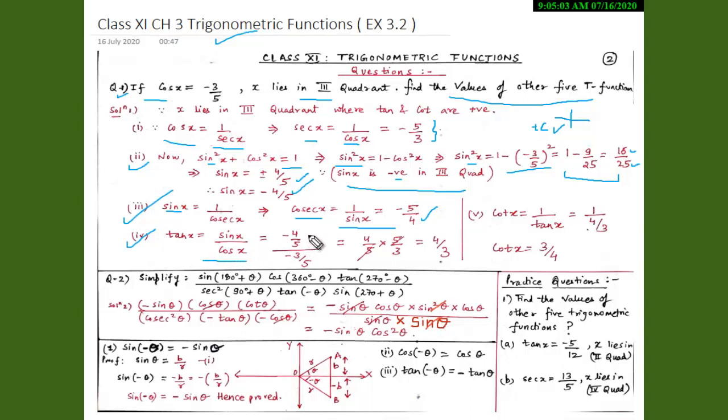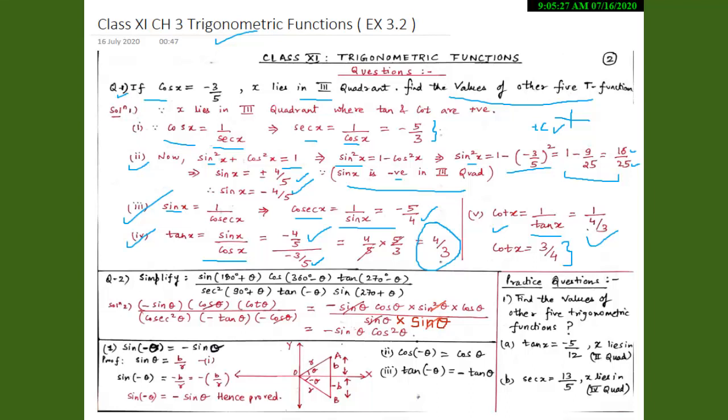Now, we know that tan x will be equal to sin x upon cos x. Since sin x is minus 4 upon 5 and cos x is minus 3 upon 5, on solving it we get tan x equal to 4 upon 3. And now, since we know that cot x is equal to 1 upon tan x, which is 1 upon 4 upon 3, cot x is equal to 3 upon 4.